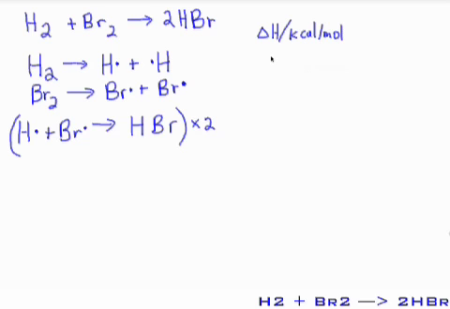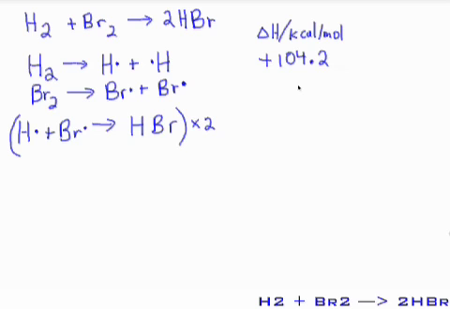Is it going to be positive or negative? Well, let's think about this. We said atoms go to low energy when they form bonds. They release energy. Bond formation is negative. Are we forming or breaking the bond? We're breaking it, so it must be positive. So we've got plus 104.2 kilocalories per mole.